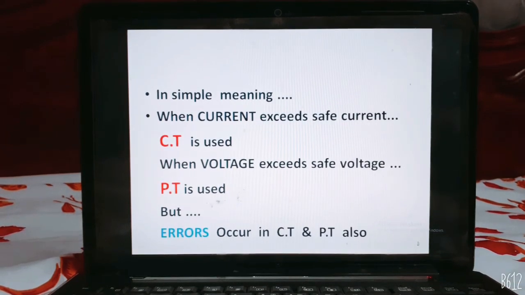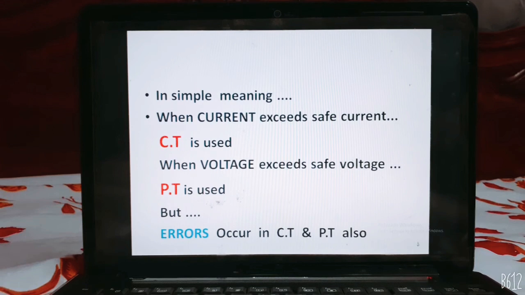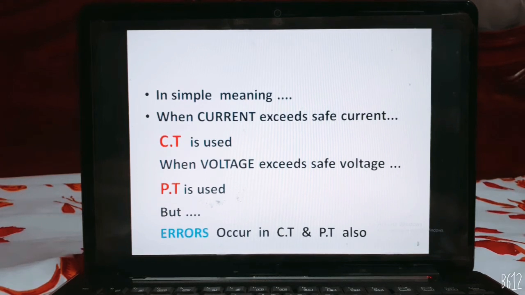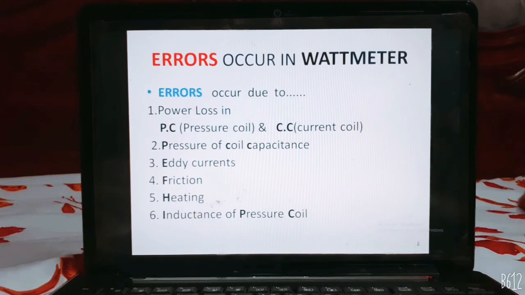In simple meaning, when current exceeds safe current, a current transformer is used. When voltage exceeds safe voltage, a potential transformer is used. But there are errors in CT and PT also.